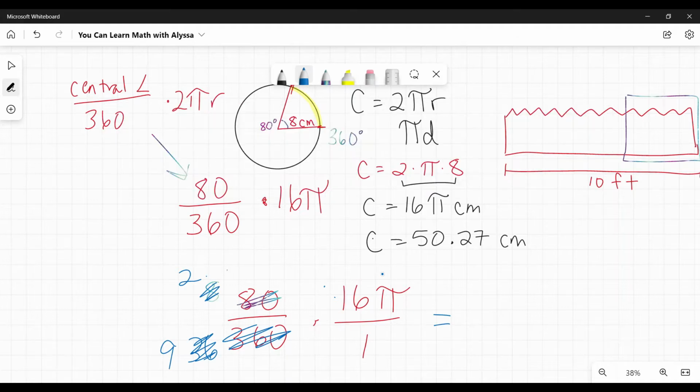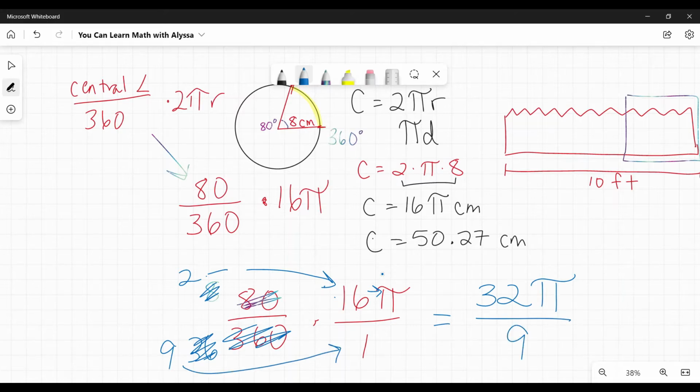So now I'm going to multiply on top. 2 times 16 times pi. 2 times 16 is 32. Pi just stays there. And on the bottom, I have my 9 times 1. That's 9. And that's my answer. 32 times pi over 9 centimeters. I know that looks a little awkward, but that is the most accurate version of this. We're not rounding. We're not doing anything. Again, this is called leaving it in terms of pi.